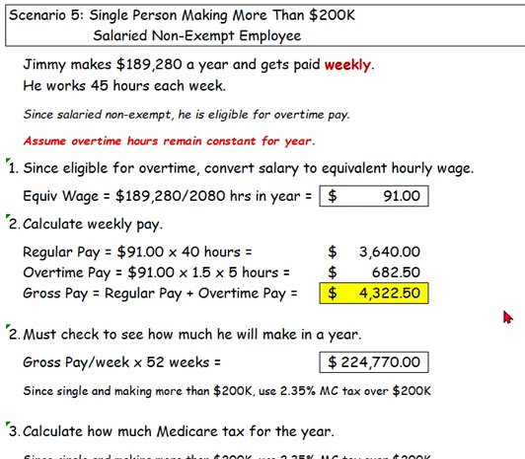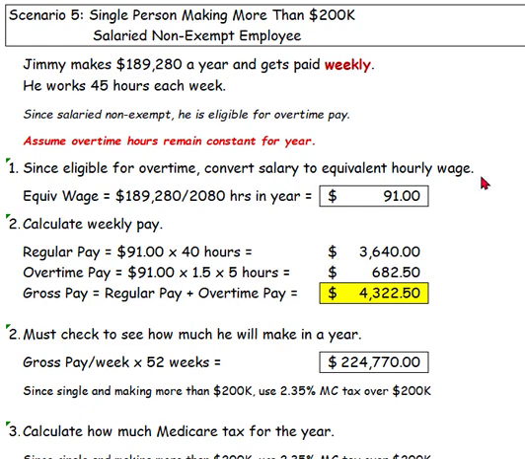Scenario 5, we have a single person making more than $200,000 a year. In this case, the person is salaried non-exempt, which means they're eligible for overtime. So let's say Jimmy makes $189,280 a year and gets paid weekly. He works 45 hours each week. Since he's salaried non-exempt, he is eligible for overtime pay. We're going to assume overtime hours remain constant for the year.